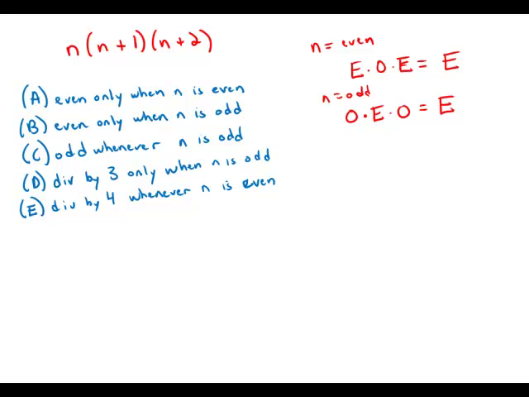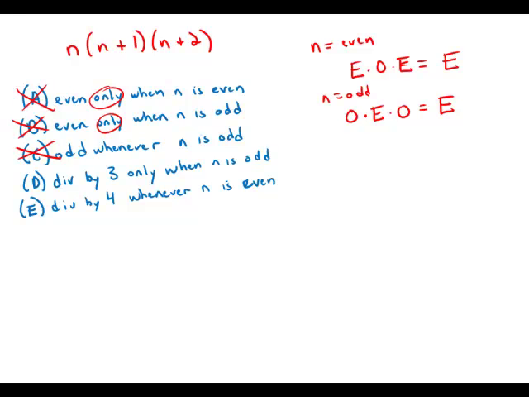So first of all, C is right out. It's never odd. And then the problematic words in A and B: it's not even only when n is odd or only when n is even, it's even all the time. So A, B, and C are all out. So that leaves us with only two choices.